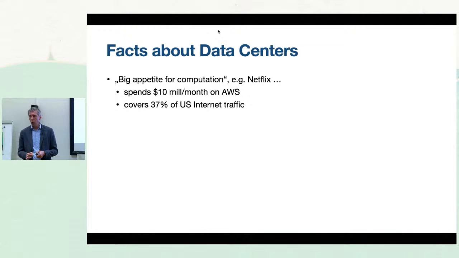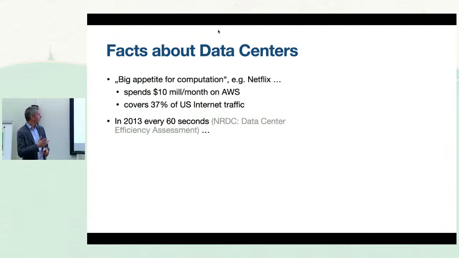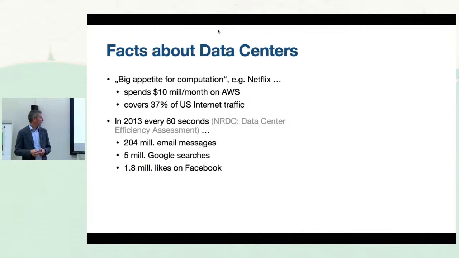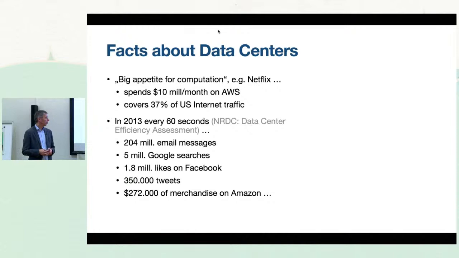I have some other numbers from this report. It's already 8 years ago, but we can imagine it's so much higher today. It's a few numbers which tell us what happens within 60 seconds. We send more than 200 million email messages around in just 1 minute. We send 5 million Google searches every minute. We have 1.8 million likes on Facebook. We have more than 300 tweets on Twitter, and more than $270,000 are spent for merchandise on Amazon. So this is a big traffic that requires this infrastructure.